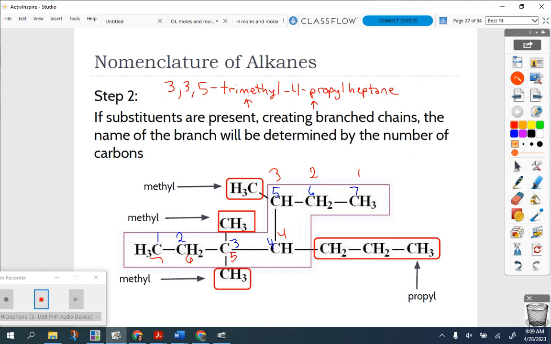That's where they are. So we're using the blue numbers here. That's where they are on the long carbon. So we know we have a heptane, and then the third carbon has 2 methyl groups, and then the 5th carbon in the chain has another methyl group. And then the 4th carbon in the chain has a propyl group coming off.